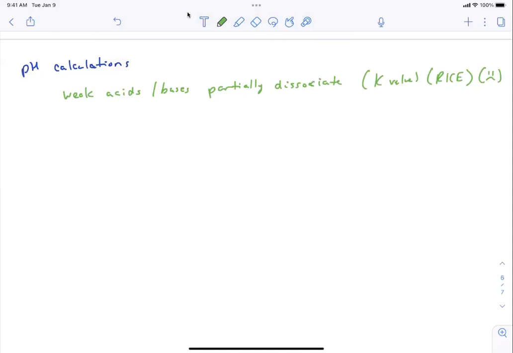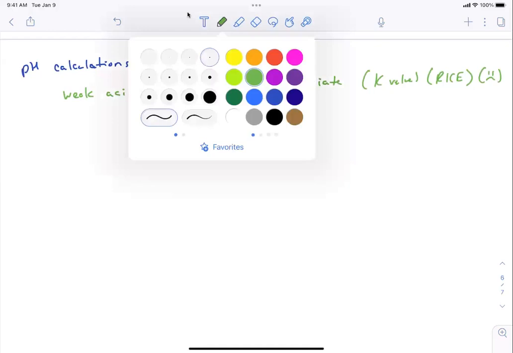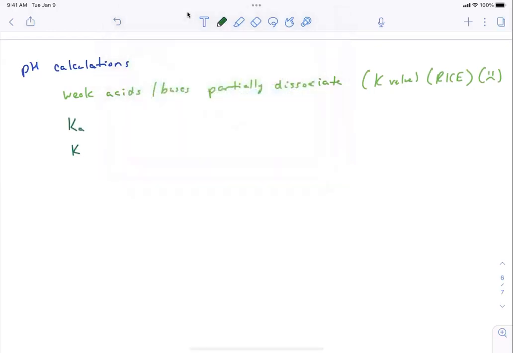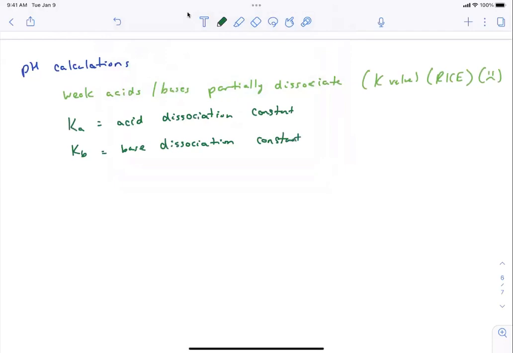So weak acids and bases partially dissociate, which means you have to use K values in your RICE charts. And so that is where Ka and Kb appear. Ka is your acid dissociation constant, and Kb is your base dissociation constant. And they're labeled that way because that's how the species being described behaves.